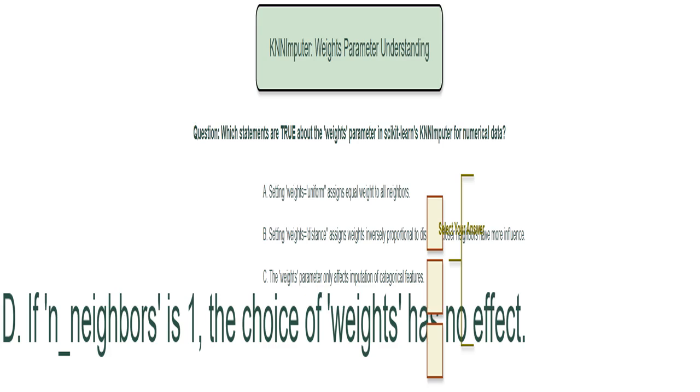n_neighbors sets how many neighbors are considered. If only one neighbor is used, it doesn't matter if you give it equal weight, uniform, or a weight based on distance, distance. The imputed value is simply that neighbor's value. It's like having only one opinion to consider, it's the only option.